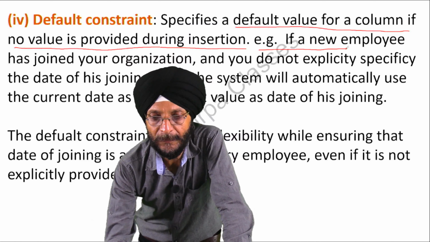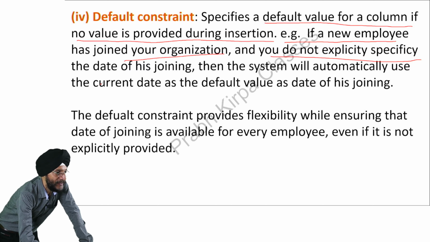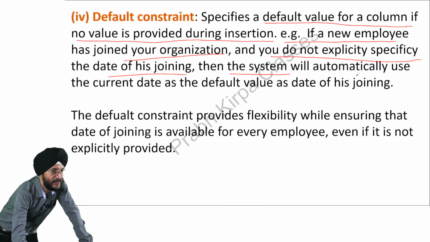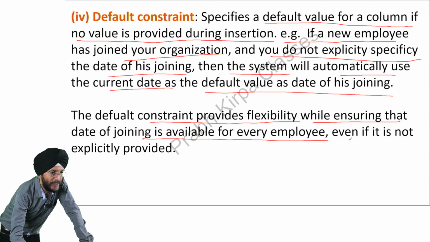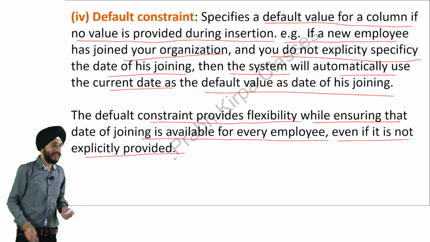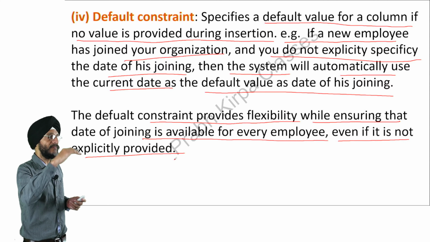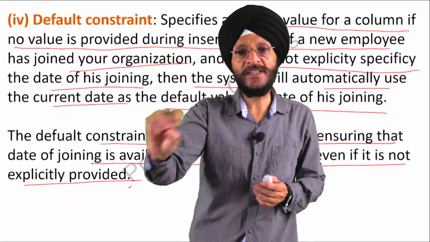Now read what is written. For example, if a new employee has joined your organization and you do not explicitly specify the date of his joining, then the system will automatically use the current date as the default value as the date of his joining. The default constraint provides flexibility while ensuring that date of joining is available for every employee, even if it is not explicitly provided. That is, this field is available for every employee, that the date of joining must be there in respect of each and every employee.